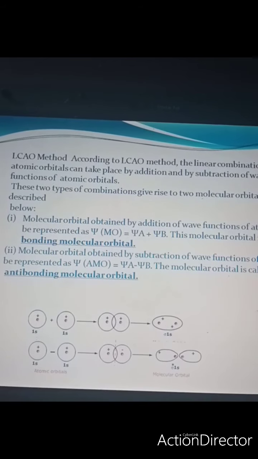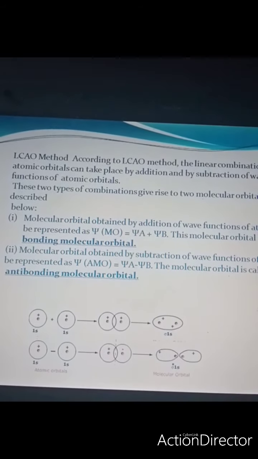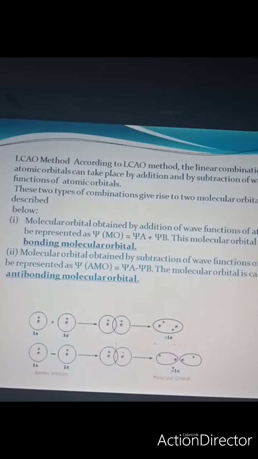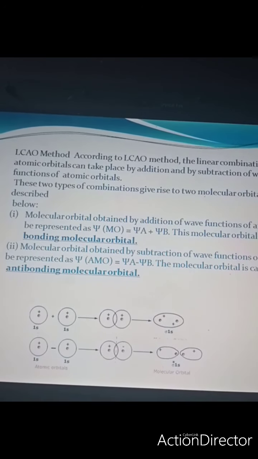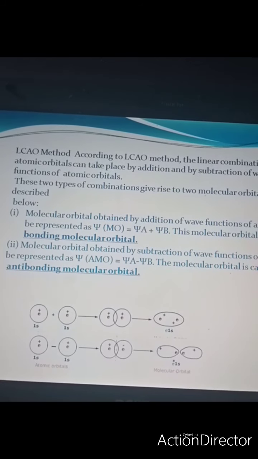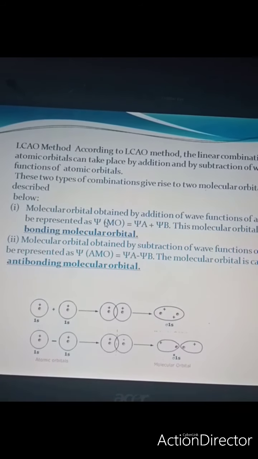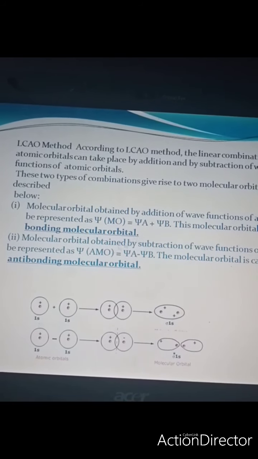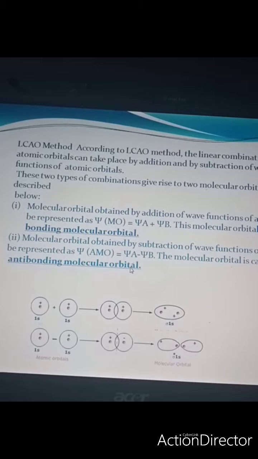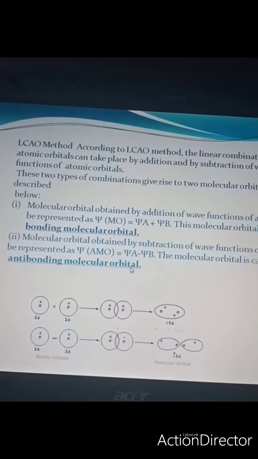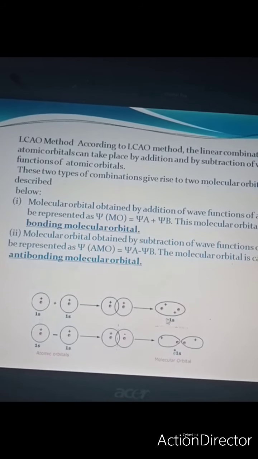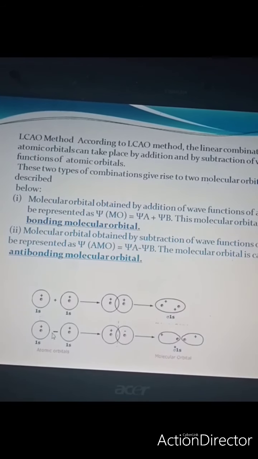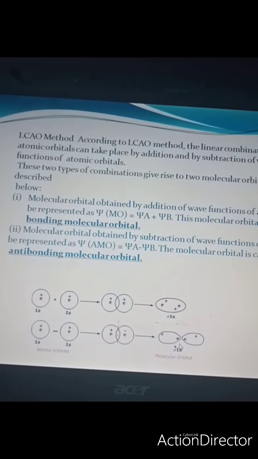Now let us discuss the LCAO method, that is the linear combination of atomic orbitals method, which takes place by addition and subtraction of the wave functions of atomic orbitals. When the wave functions are added, that results in the bonding molecular orbital, and when they are subtracted, it forms the anti-bonding molecular orbital. You can see in the diagram, when there is constructive overlap, that results in bonding, and when there is destructive overlap, that results in anti-bonding.